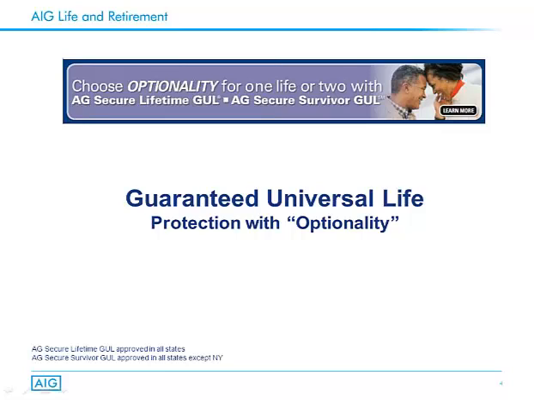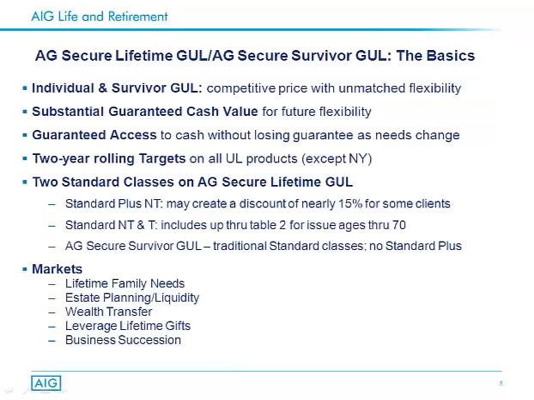But what if your client says, I need term coverage to 100, and the client's 50 right now? Well, there's not a term policy out there that can provide that type of coverage. So that's where the guaranteed universal life insurance comes into play. And we have a great guaranteed universal life contract. It's the AIG Secure Lifetime GUL. There's also a survivorship version. So if you're sitting down with 2 clients and they want to have a joint policy, we can offer that as well through the Secure Survivor GUL.